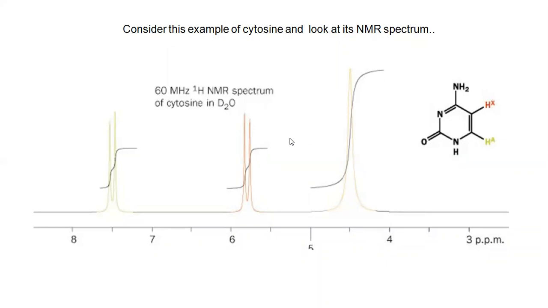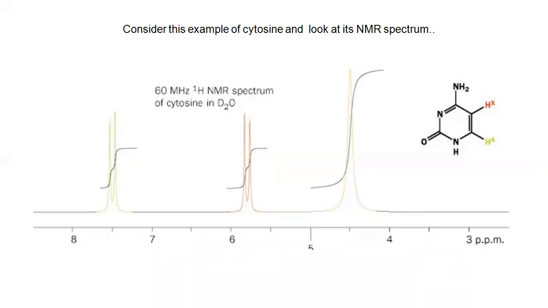So one point we have learned is that coupling of these two vicinal protons with each other takes place by the n plus 1 rule, where n is the number of neighboring protons. So if you think about HA, which is at higher chemical shift, and HX, which is at lower chemical shift, what is the reason behind it?